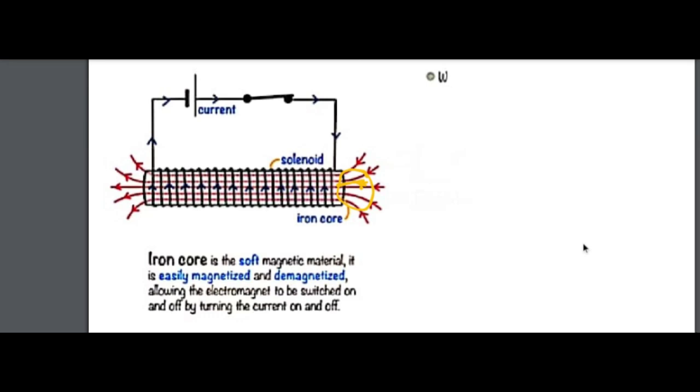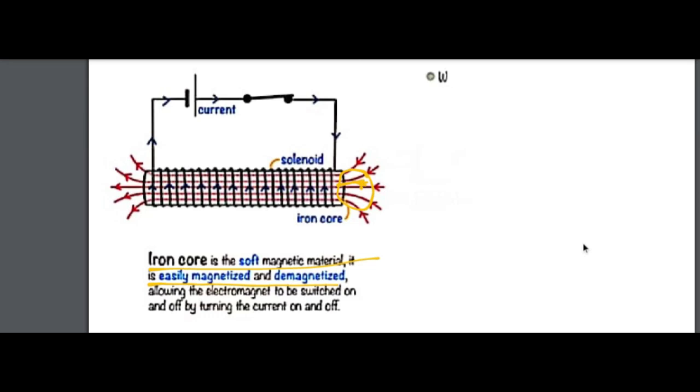Look here, iron core is a soft magnetic material. It easily magnetizes and demagnetizes, allowing the electromagnet to be switched on and off by turning the current on and off. अगर आपका ये करंट फ्लो कर रहा है, when you like switch on है ना, तो वो मैग्नेटाइज है. अगर आपने स्विच ऑफ कर दिया तो वो क्या हो जाएगा? डीमैग्नेटाइज. ठीक है.